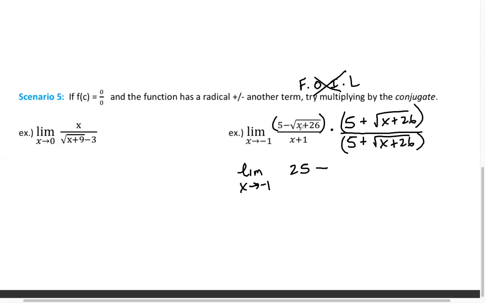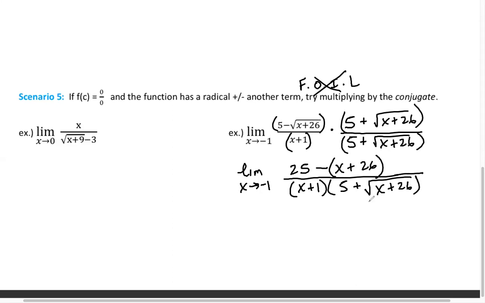And the square root of x plus 26 times itself is just x plus 26, but we have to keep it in parentheses because it is a group, okay? It's minus the whole group. Very important to keep the parentheses here, extremely important. All over, we have this x plus 1 term right here, and we're multiplying by 5 plus the square root of x plus 26.